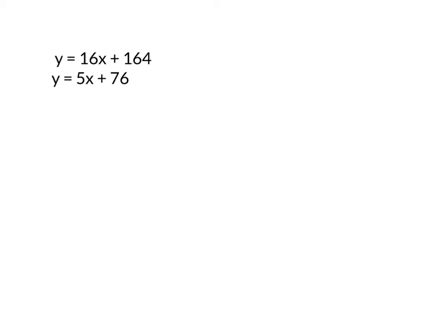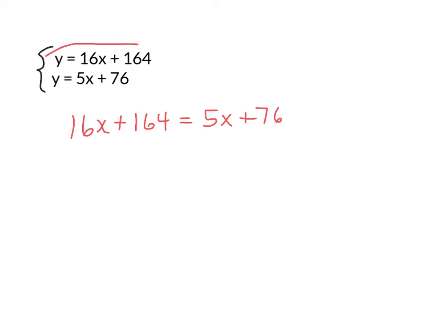So one of the types of systems we look at is these two equations in slope-intercept form. But again, the numbers are so big here, I don't really want to graph these. So what we said last week was if two things are equal to the same thing, they're really equal to each other. So I can set these two expressions, 16x plus 164 equal to 5x plus 76. And our goal, again, is to go from having two equations with two variables down to one equation that only has one variable. Because if I only have one variable, I know what to do.